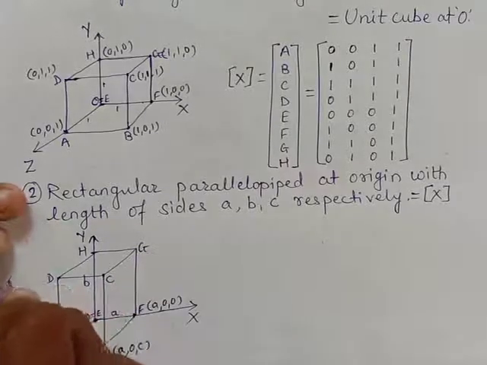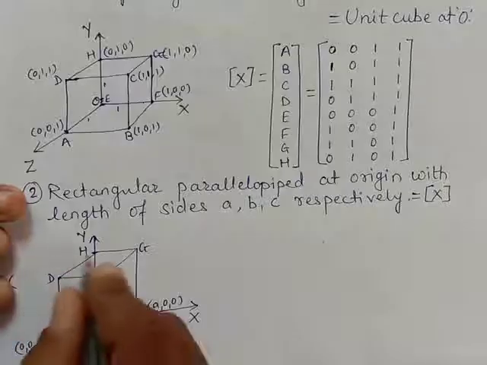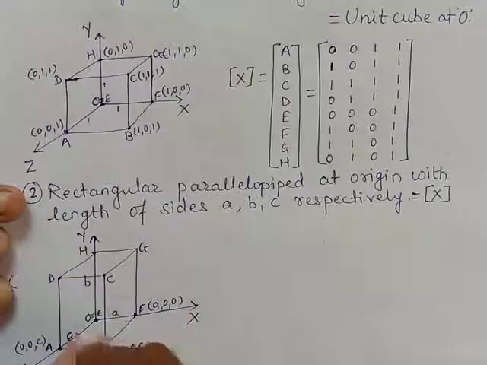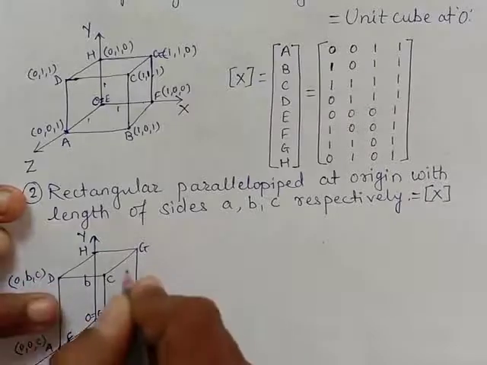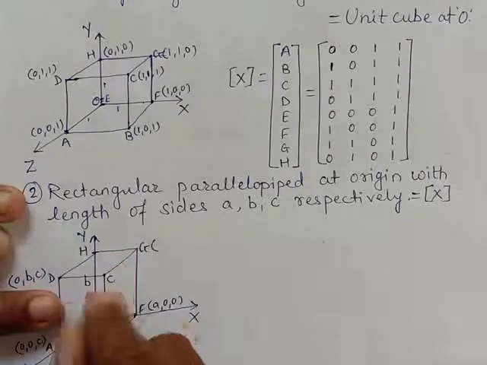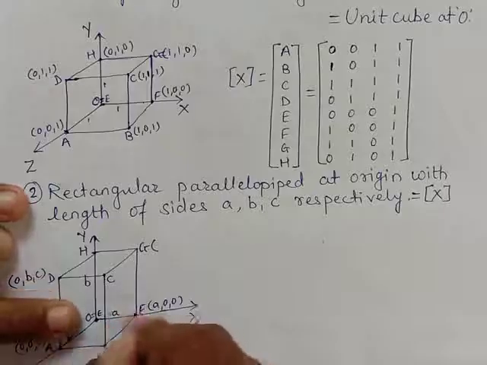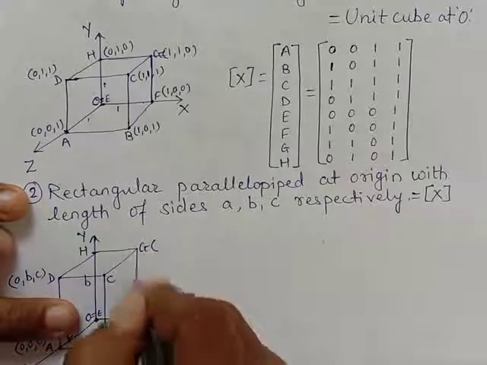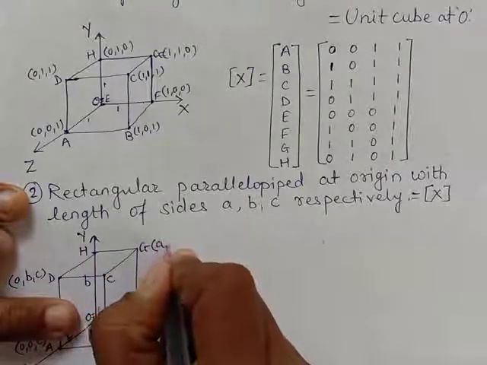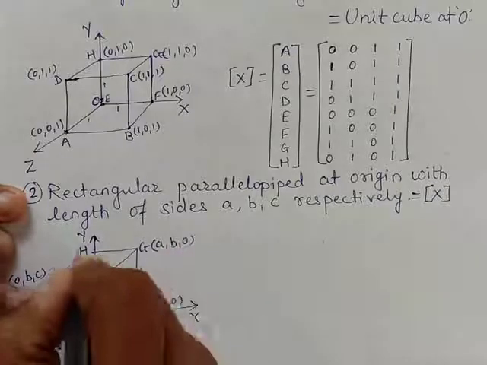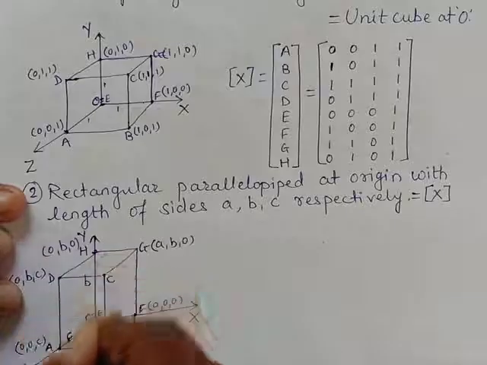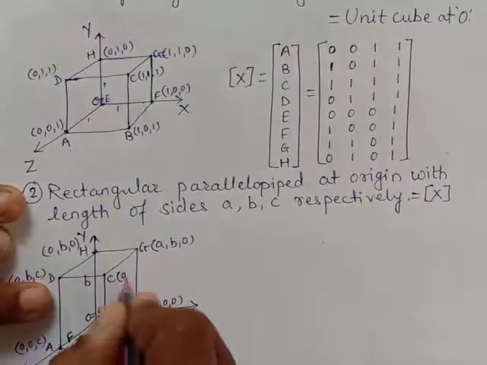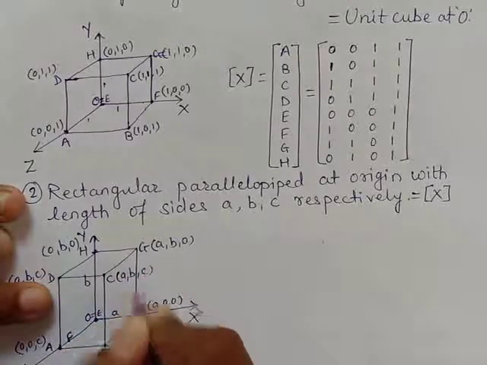Now D. It is on the YZ plane, so X is 0, and B and C. Now G. It is on the XY plane, so X is A unit and Y is B unit. So it is A, B, 0. What about H? H is nothing but 0, B, 0. It is on the y-axis. And C has the coordinates A, B, C.